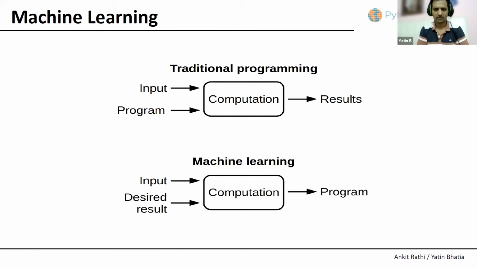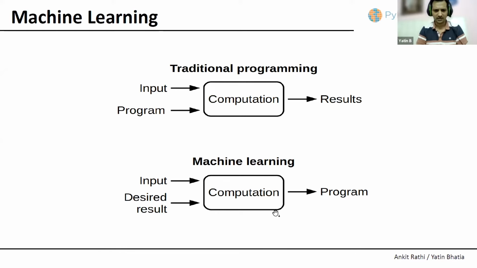I will start with some basics, because there can be some newcomers who do not know about machine learning. So what is machine learning, and why did machine learning come into the picture? Previously we had traditional programming, in which we have some input, and we have to write some program. The program is a set of rules, and then some computation happens, and then we get the result. But we have to write the rules ourselves.